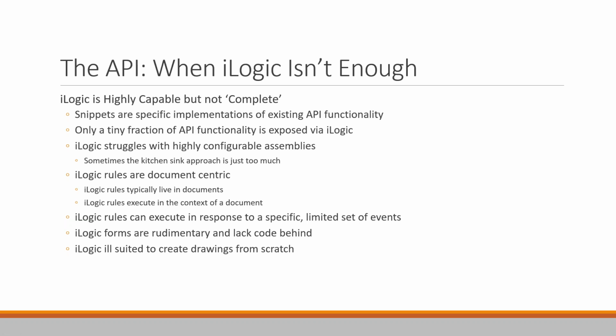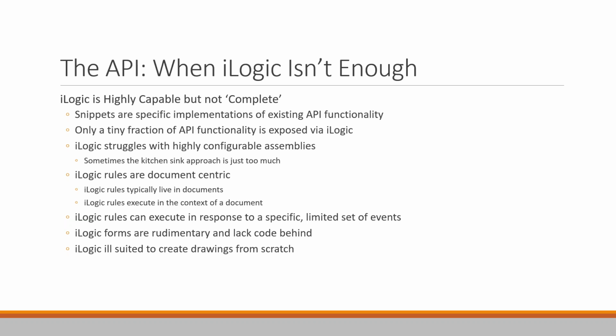You can do a ton of things with it, right? But it's not complete. It's not perfect, right? The snippets are very limited. It's a specific implementation of API functionality. It's only a tiny fraction of what you can actually do with the API. iLogic struggles a bit with highly configurable assemblies, which we'll see here in just a second. It's what I call the kitchen sink approach. If you want to build an iLogic assembly that's configurable, you have to put everything but the kitchen sink into that guy. You have to put everything that might need to be there, and then turn off what you don't need for each specific configuration. We'll see an example of that.